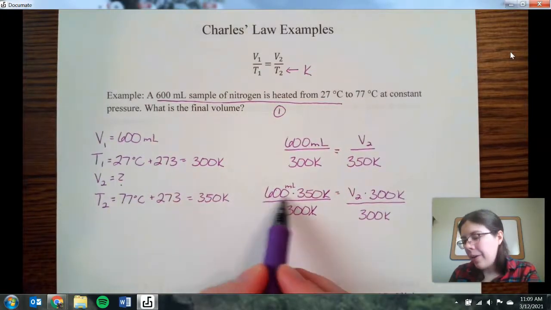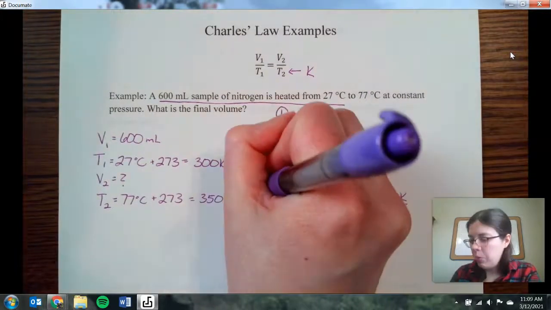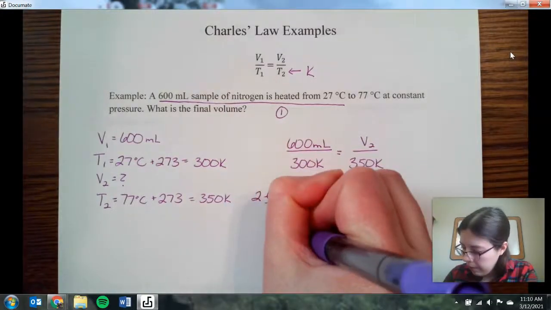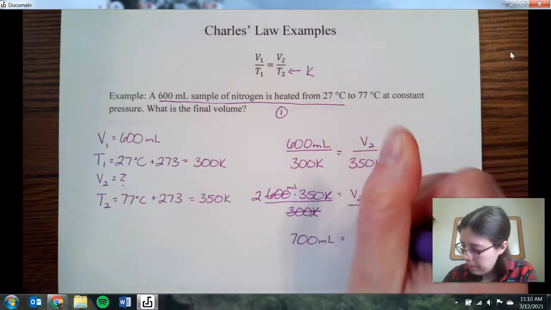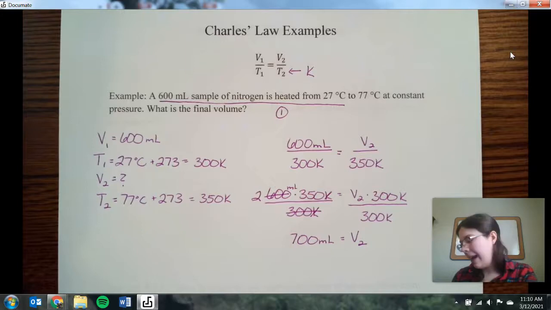I see right now I can go ahead and simplify 600 divided by 300. That's the same as 2. So really I'm taking 2 times 350. So my volume is going to be 700 milliliters. And feel free to put that in your calculator if you need. There is no shame in doing that.